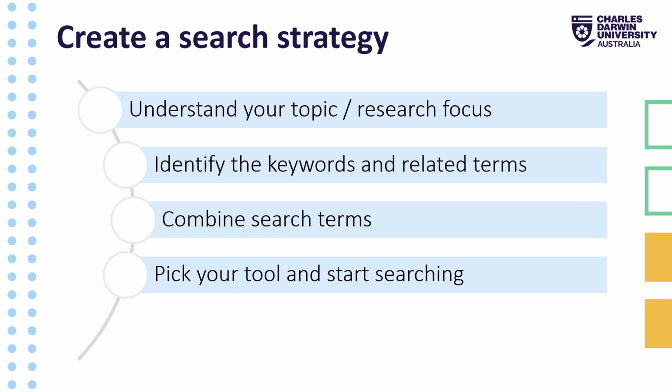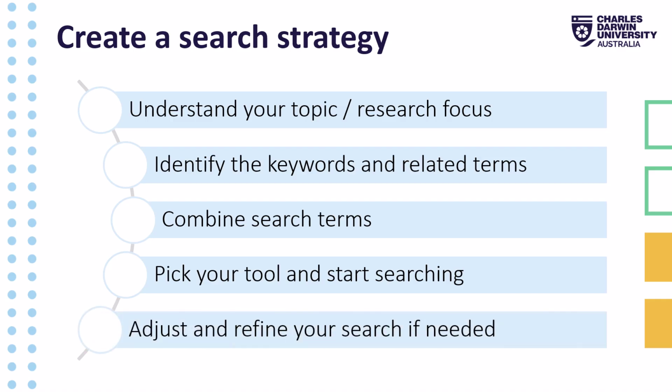Have a look around. What's out there? What other terms are people using? What sort of focus is there? And from there, we want to adjust and refine the search as needed. You're not going to have the perfect search on the first try. Being able to adjust and change your search is a really important skill.